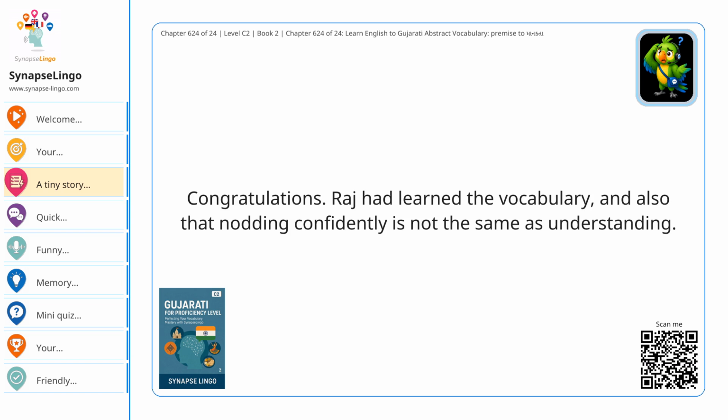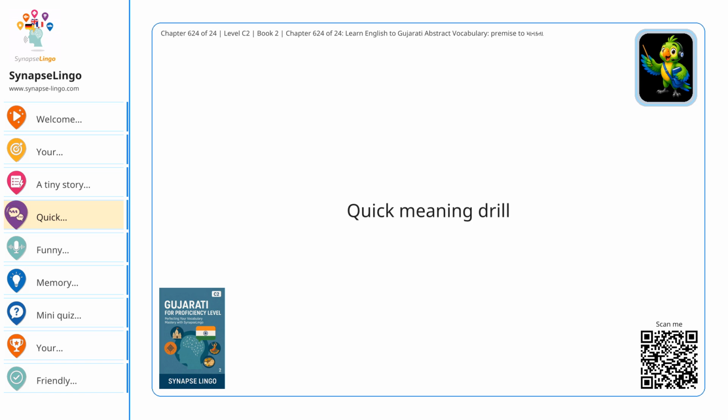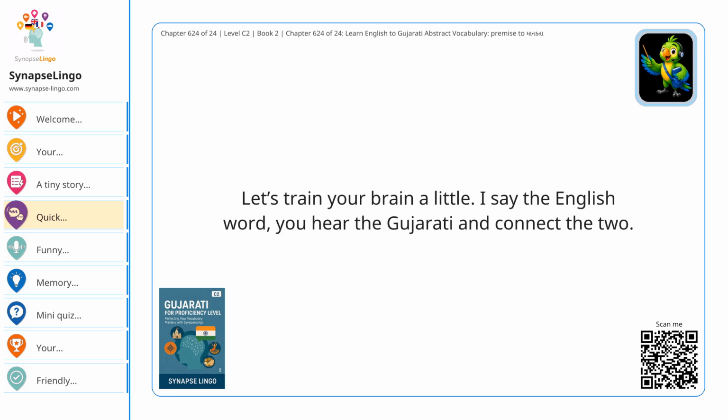Congratulations. Raj had learned the vocabulary, and also that nodding confidently is not the same as understanding. Quick meaning drill. Let's train your brain a little. I say the English word, you hear the Gujarati and connect the two.